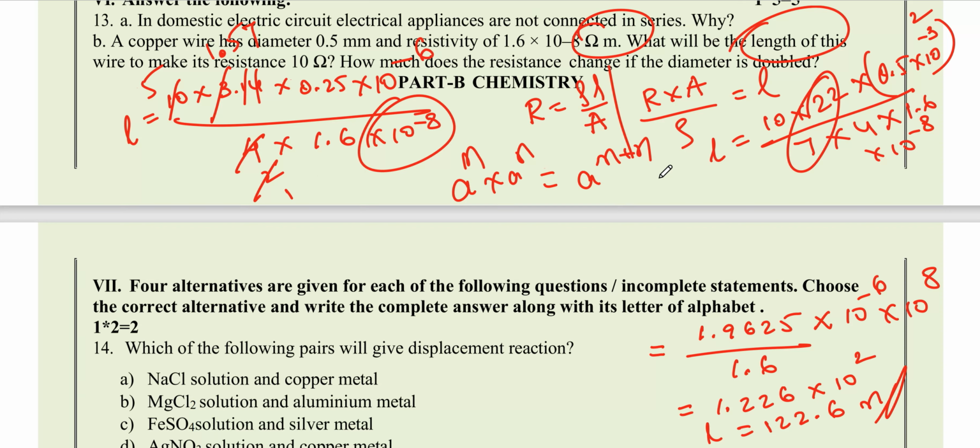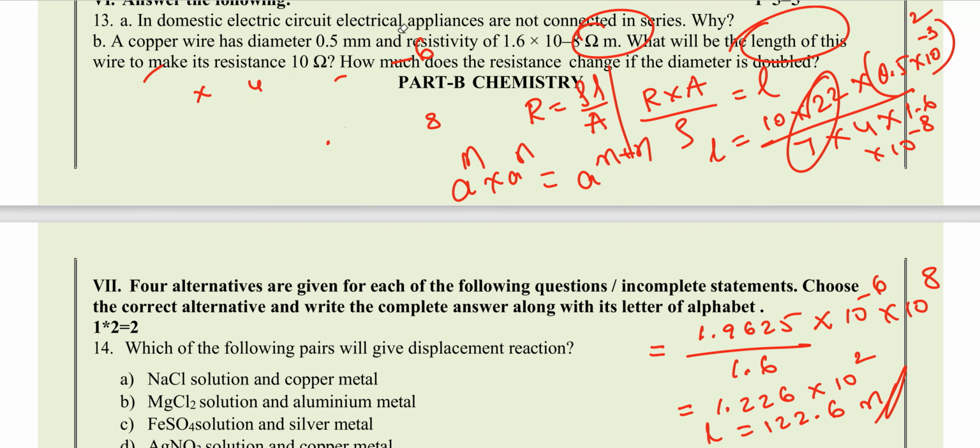Got it? Good. Next, take down: now they have asked about the length of the wire. Next is, how much does the resistance change if the diameter is doubled? If the diameter is doubled, what will the resistance be? Interesting. Let me try. Take down the next step.